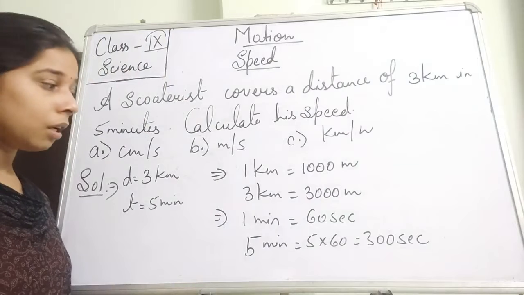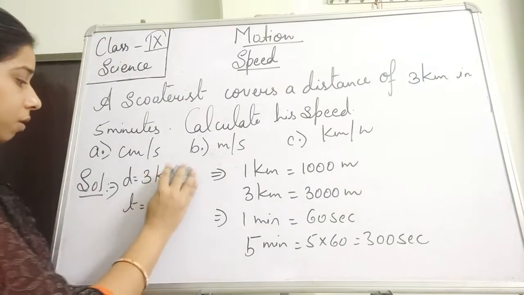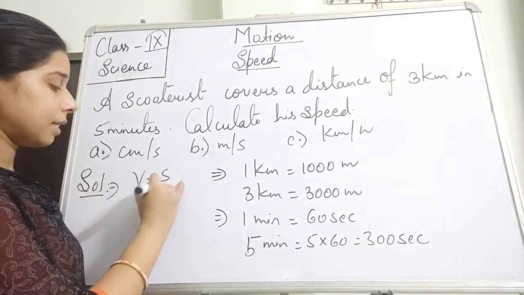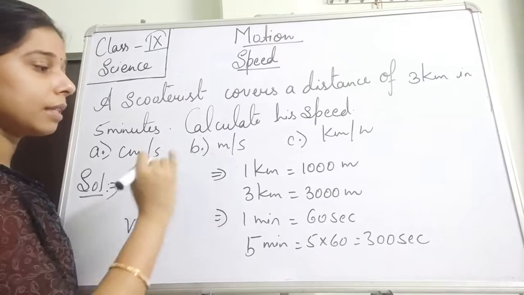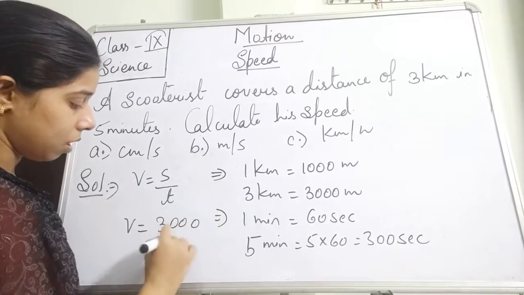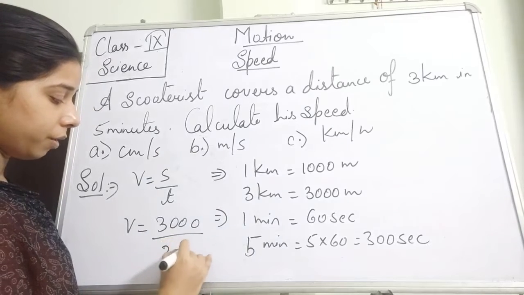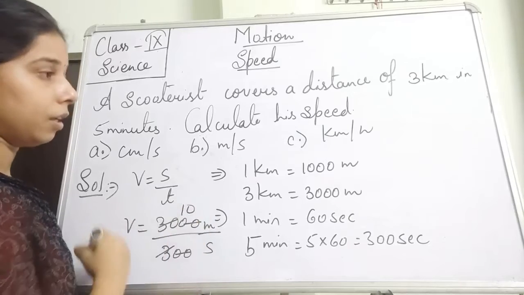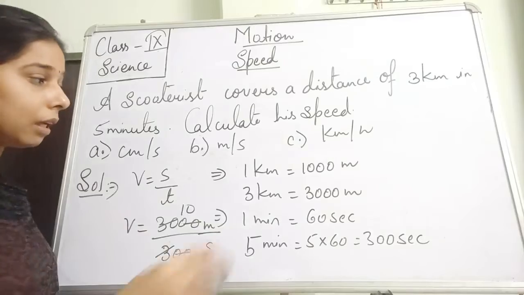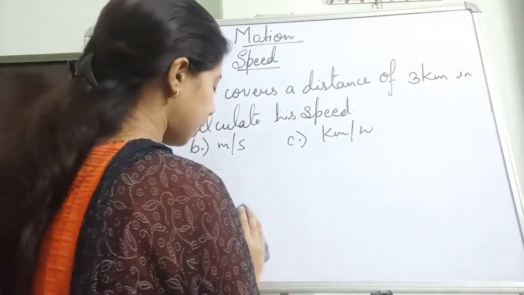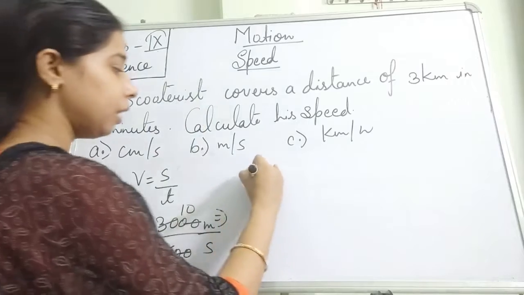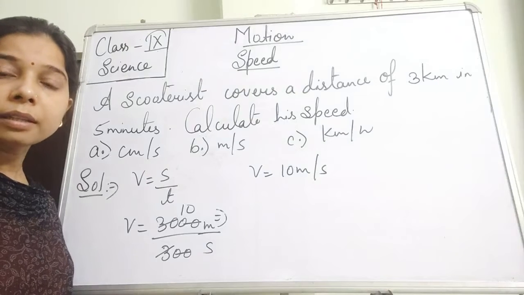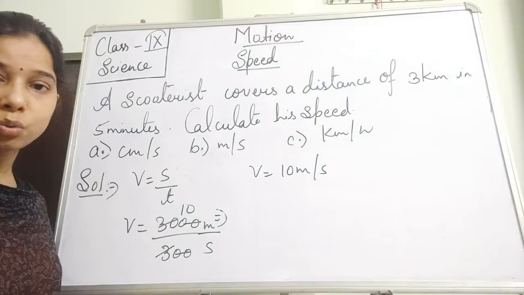Now we get the values here, again putting the values in the formula. The formula is V is equal to S upon T. The value of the distance is 3000 upon the value of the time, 300. Here it is meters, and here it is seconds. So these two will cancel each other, and here it will become 10. So the speed in meters per second is 10 meters per second. V is equal to 10 meters per second, students.